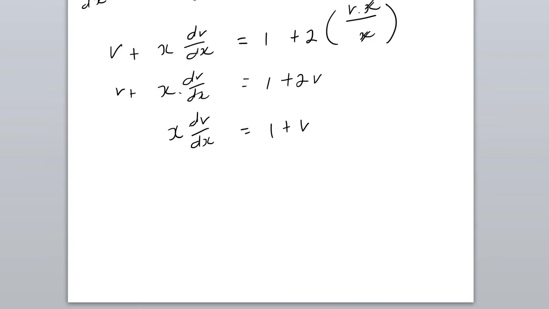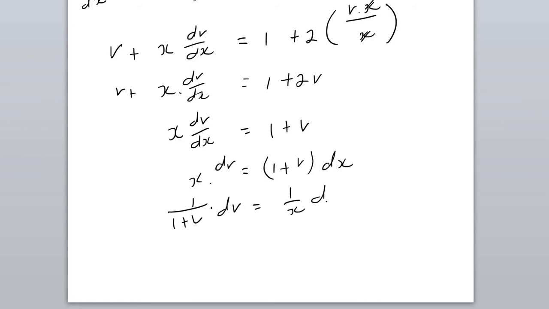Now let's separate our dx and our v's. I can see here I divide by dx, so I'm going to multiply with a dx on both sides, so then I have x dv is equal to (1 + v) dx. And now of course I'm going to divide by 1 plus v on this side, and I'm going to divide by x on that side. So in the end I am left with 1/(1 + v) dv is equal to 1/x dx.